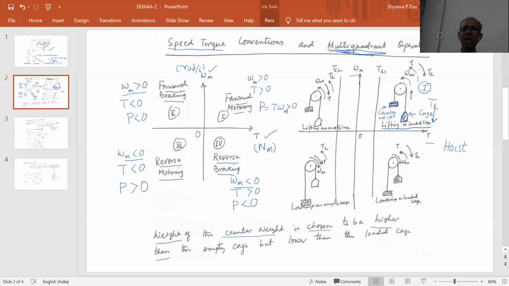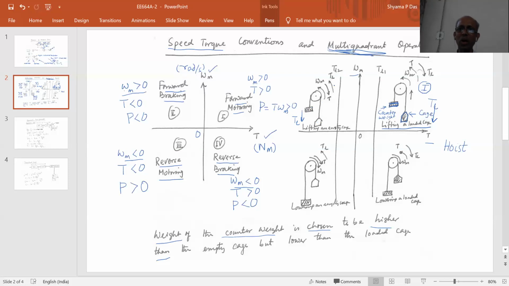Now let us come to the second quadrant. The cage is now empty. The cage which was loaded in the first quadrant is made empty. There is no material, no man in the cage. So it is basically an empty cage, and the empty cage is being lifted up. When it is an empty cage, the load of the counterweight is higher. So basically the load torque is in this direction. This is the direction of the load torque. The counterweight is heavier than the empty cage.